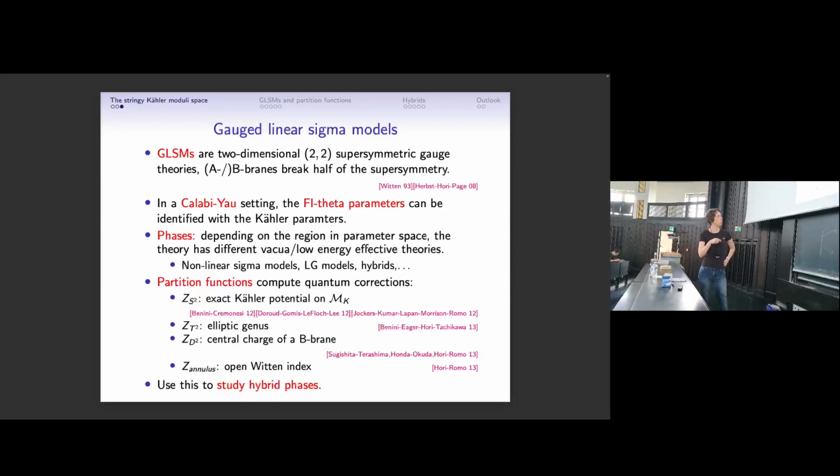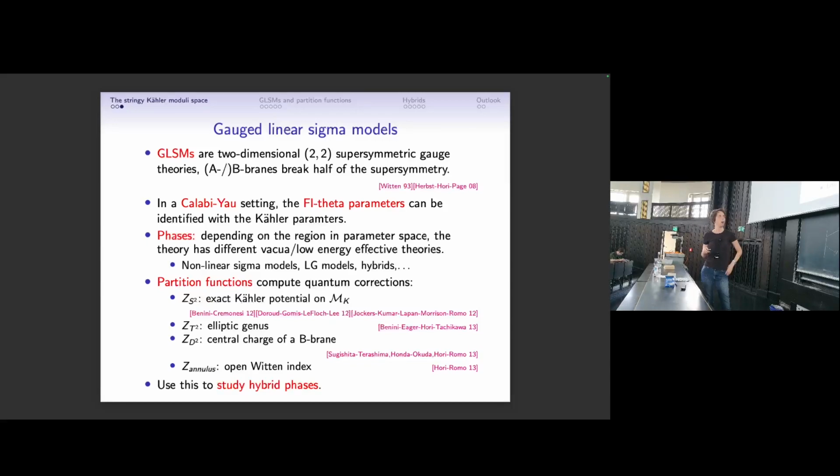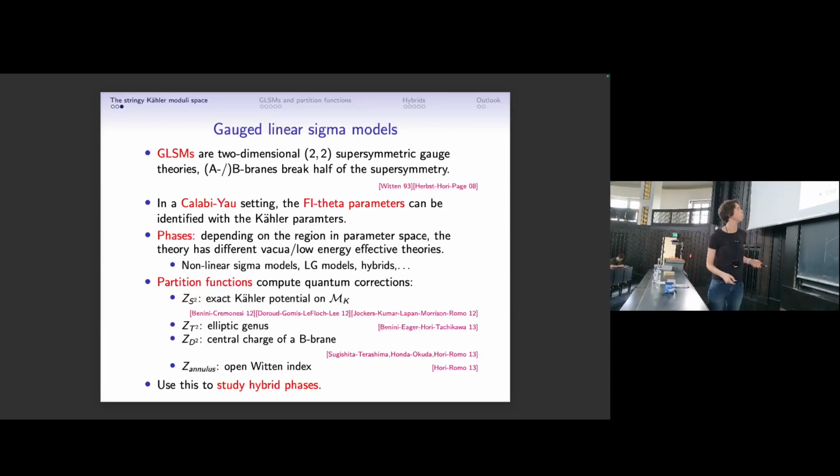In a geometric regime, it's very well understood what they compute, but because the GLSM can access also the other regions, we can use these partition functions to do calculations in regions of the moduli space that are not necessarily geometric. The object I'm going to focus on today will be the hemisphere partition function, which computes the exact central charge of a B-type D-brane. We will use this to study these hybrid theories, which will be part 3 of my talk.